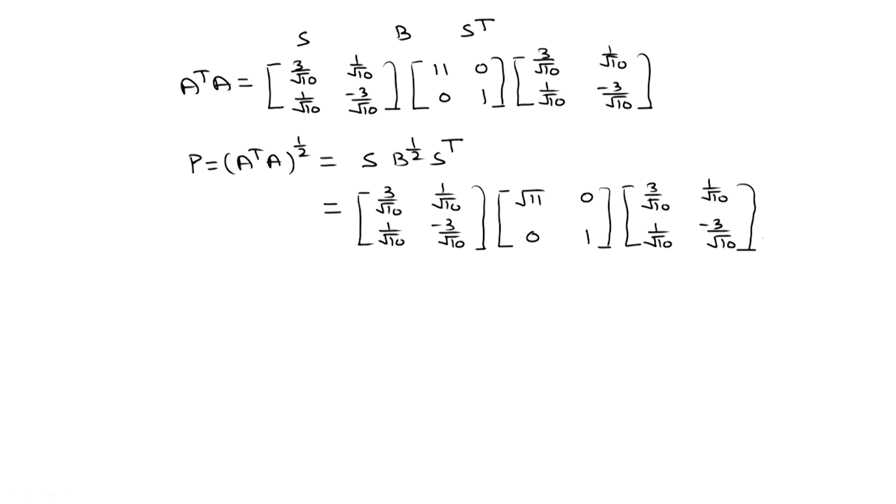Once I have my matrix P, I have A equals W into P. From here, by taking the product of these 3 matrices, I will get my P. Then if P is available, W will become A into P inverse. I can calculate my W, and in this way I can perform the polar decomposition of the given matrix A. This is the right polar decomposition.